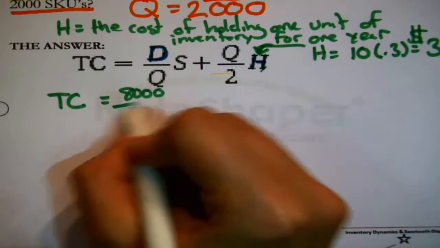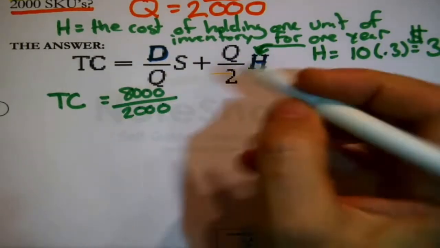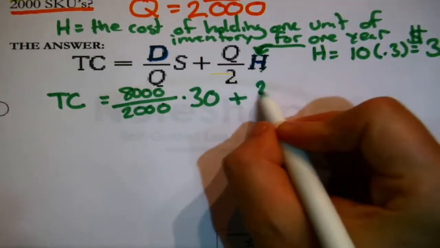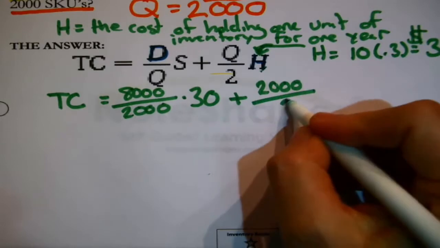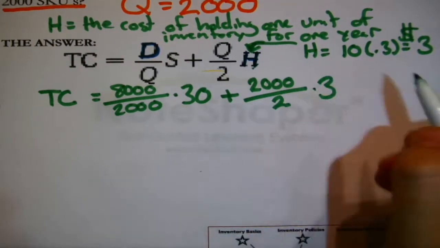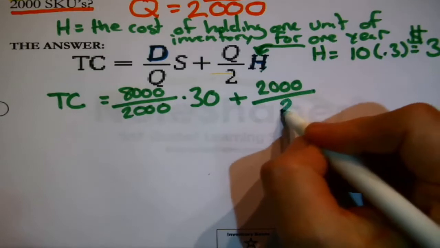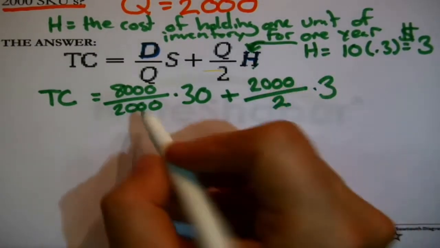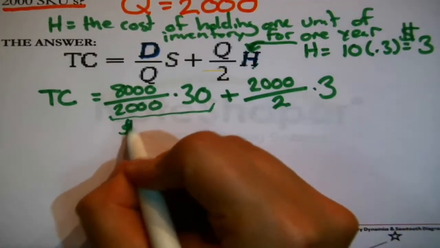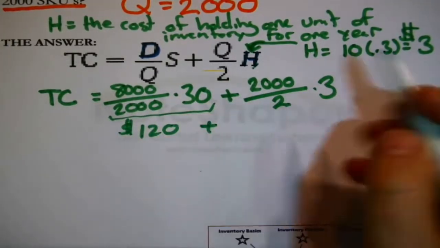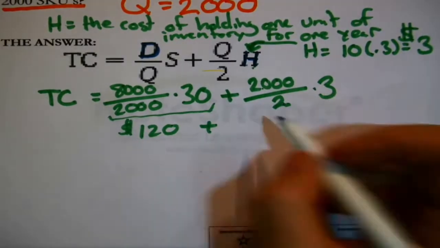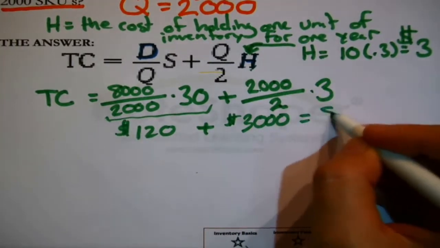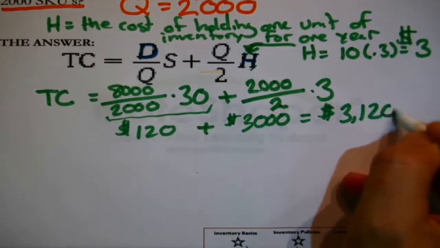The total cost of ordering these things 2,000 at a time is 8,000, because that's D, divided by 2,000, because that's the Q that we are evaluating, times 30, because that's S, plus 2,000, that's the Q that we're looking at, divided by 2, times 3, because that's H. In my scratch work, I get that this whole part in here is $120. And then 2,000 divided by 2 is 1,000 times 3. This is obviously $3,000. We're not concerned with these two parts in particular. We are concerned with their combined result.